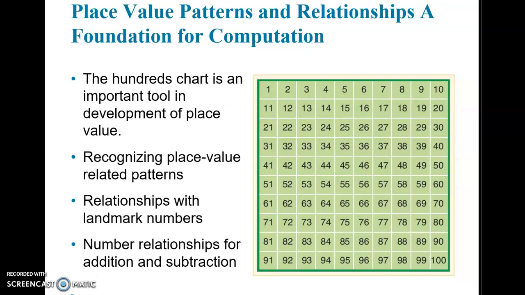There are a lot of patterns on the hundreds chart. Here are some. The students can find that the numbers in all columns end with the same number, which is the same as the number at the top of the chart. In a row, the first number, the 10's digit, stays the same. In the second row, the 1's digit counts 1, 2, 3, and so on to 9, 0. It changes as they move across.